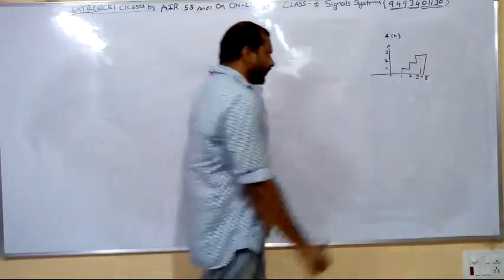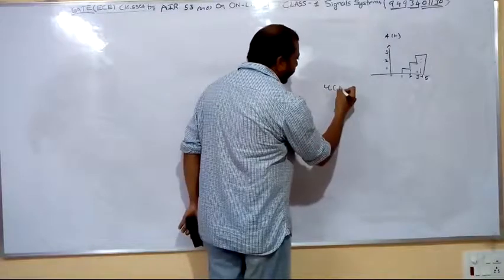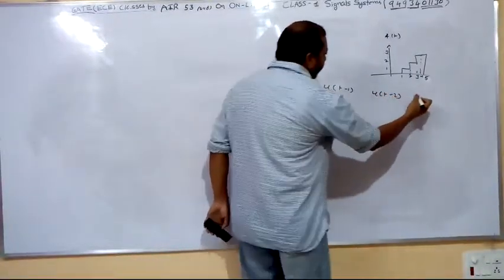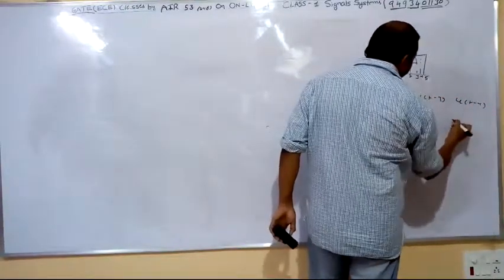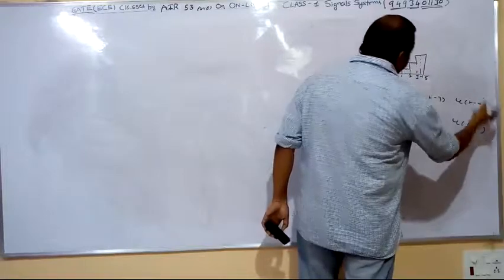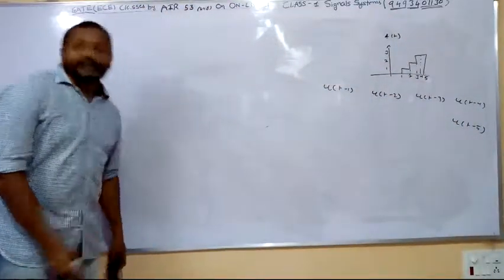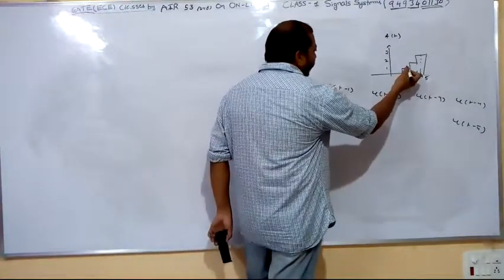I am considering, okay, here at t equal to 1 you have u of t minus 1, and the corresponding is u of t minus 2, and u of t minus 3, and u of t minus 4 and u of t minus 5. You have to calculate the corresponding coefficients. The coefficient is simply the change step. At t equal to 1, what is the change step? Present is equal to 1 and previous is equal to 0.